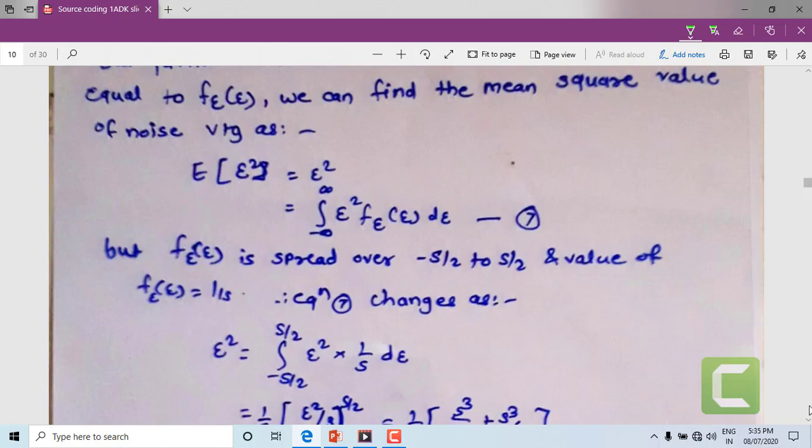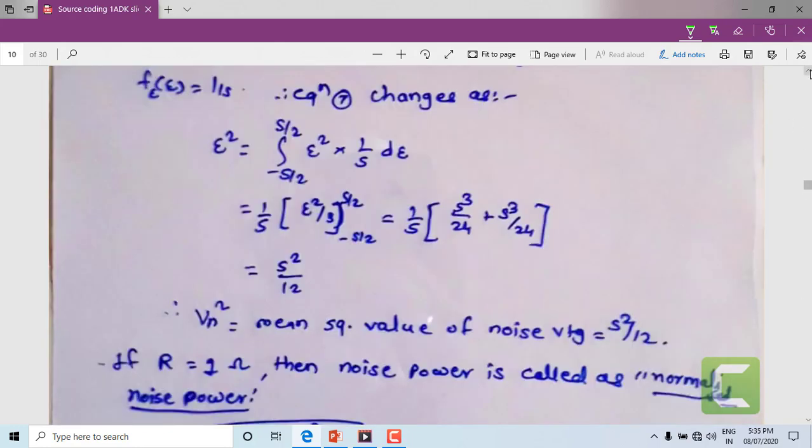Now we will calculate the integration for this. If we take the integration, epsilon square is kept, and it becomes epsilon cube divided by 3, 1 by S will be taken outside, and for epsilon we are substituting the limits S by 2 and minus S by 2. So finally, by doing all the mathematical processes, we will get the result as S square divided by 12. So we can say that the mean square value of the noise voltage is S square divided by 12.